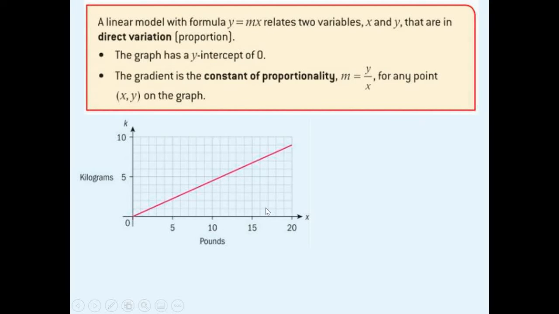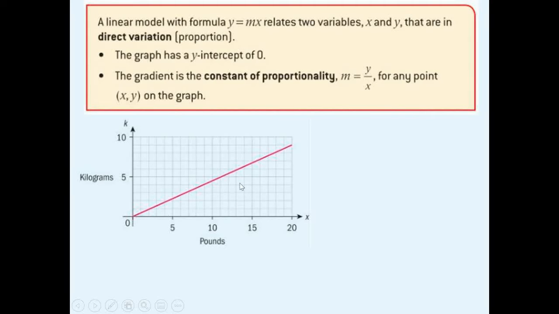So here's an example of that. Here we have a conversion graph for pounds to kilograms. If you have, for example, 5 pounds and you go here, it's about, what was that? About 4 kilograms, or 10 pounds is about 4 and a bit kilograms. Okay, so this is a conversion graph.